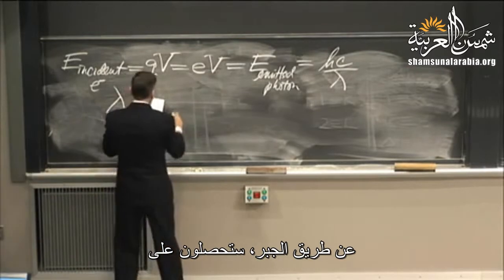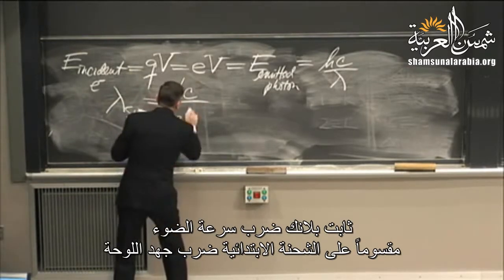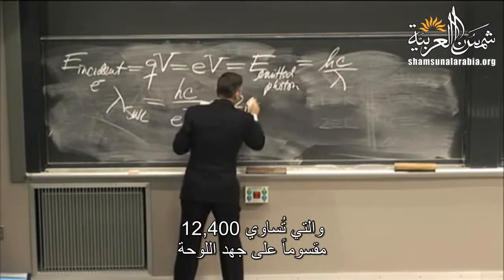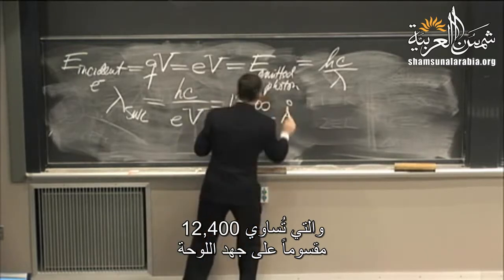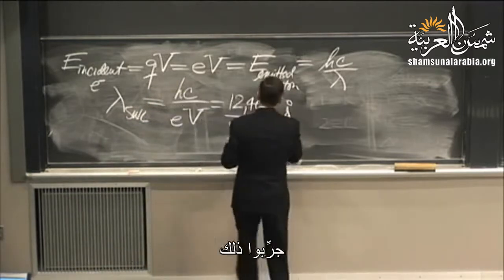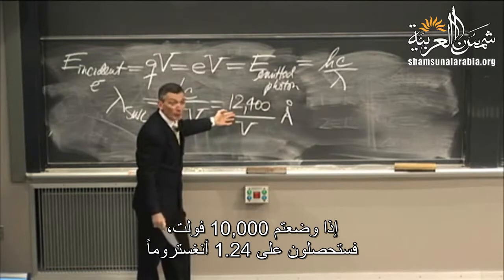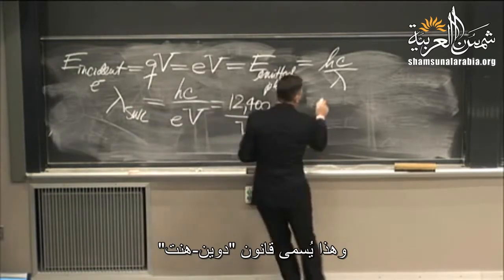So by algebra, you're going to get the product of the Planck constant times the speed of light divided by the elementary charge times the plate voltage, which turns out to be 12,400 divided by plate voltage, where the wavelength's given in angstroms. So just try it. If you put 10,000 volts, you're going to get 1.24 angstroms, which is smack dab in the middle of the X-ray region of the spectrum.